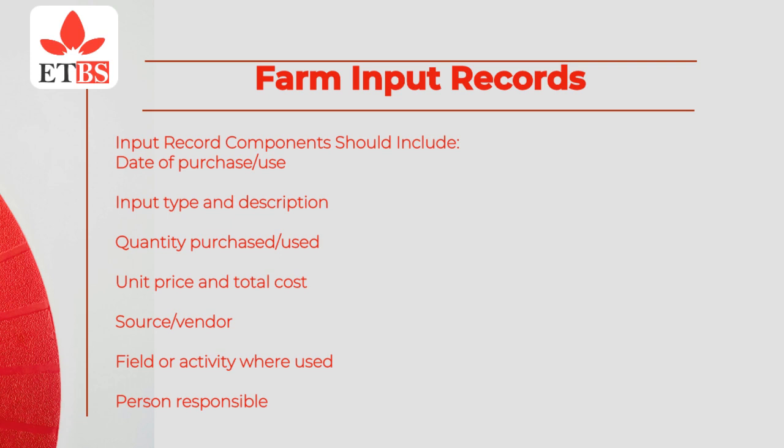Input record components should include date of purchase, use, input type and description, quantity purchased or used, unit price and total cost, source vendor, field or activity where used, person responsible. Why input records matter? They help budget for future seasons, support traceability and certification audits, assist in calculating cost of production per hectare or animal, enable identification of waste or misuse, and support loan and subsidy applications with documented evidence.